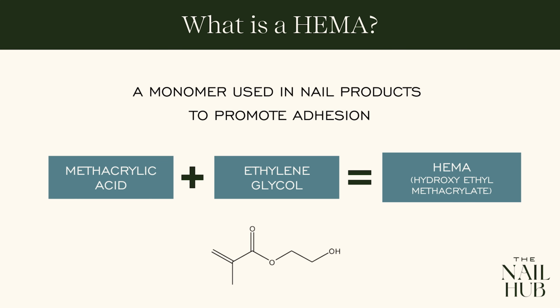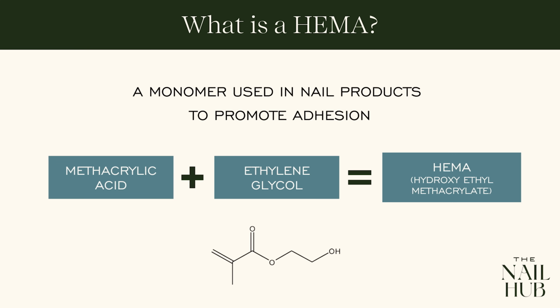All right, so what is HEMA? HEMA is just one example of a monomer that we use in nail products. And HEMA is really popular because it's great at promoting adhesion. Products that have a lot of HEMA in them tend to cure really quickly, and also they are great at adhering to the natural nail. So you'll usually see a lot of HEMA in products like base gels that are used to attach to the natural nail plate.